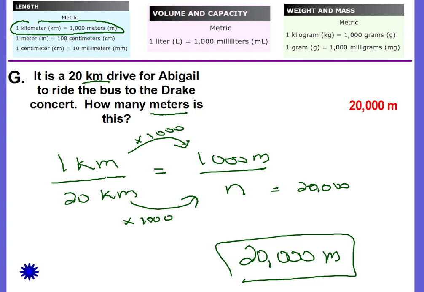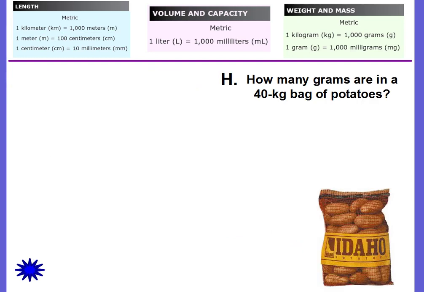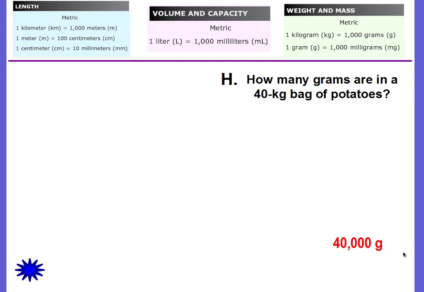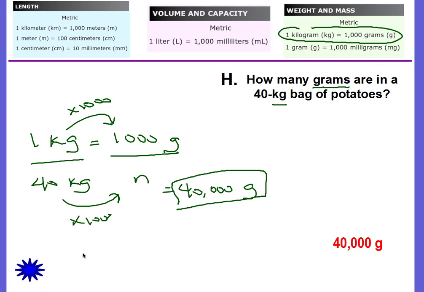Okay, problem H. How many grams are in a 40-kilogram bag of potatoes? Pause the video and solve. When you have your answer, come back and check. Did you get 40,000 grams? If you did, awesome. If not, take a look at your work. Pause the video, see if you can find your mistake. If not, ask your teacher.